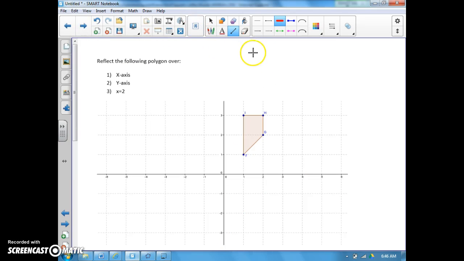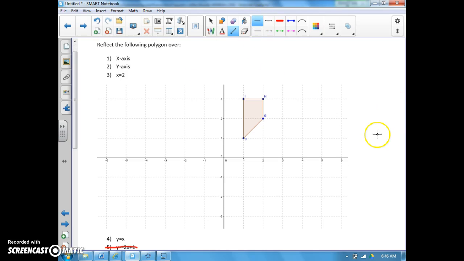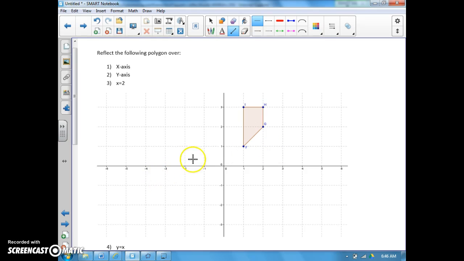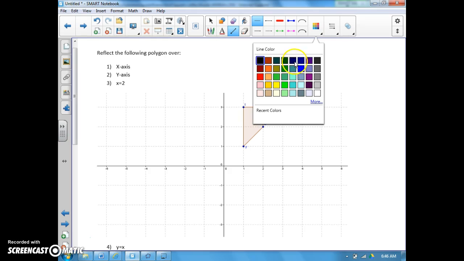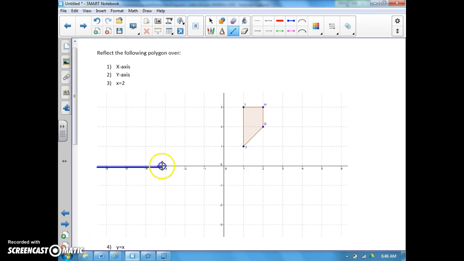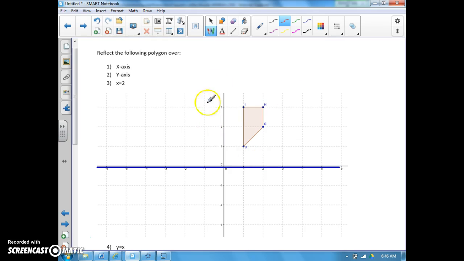Let's actually practice doing some reflections. I have a shape here. I'd like to first reflect it over the x-axis. So my x-axis, let's do blue, is right here, okay? And if I want to reflect over the x-axis, that means I want to take all of my points here and reflect them over such that they are the same distance away and perpendicular to this line.